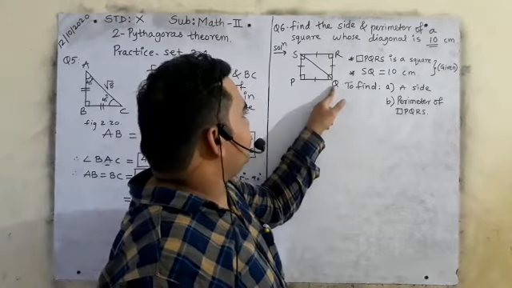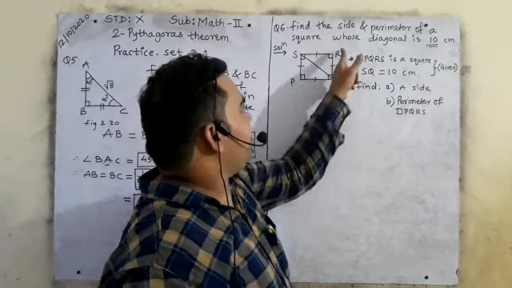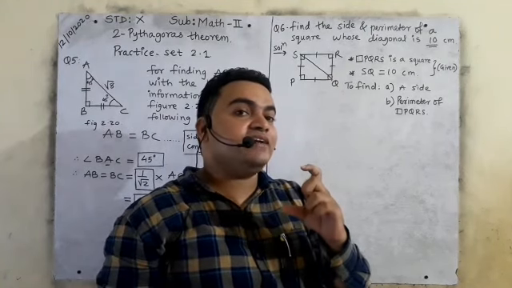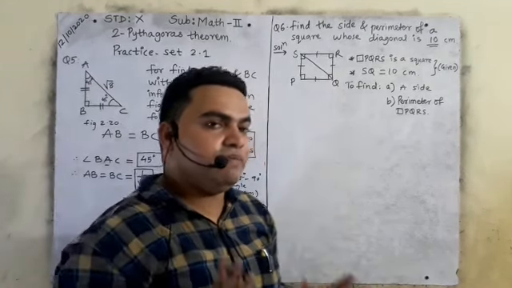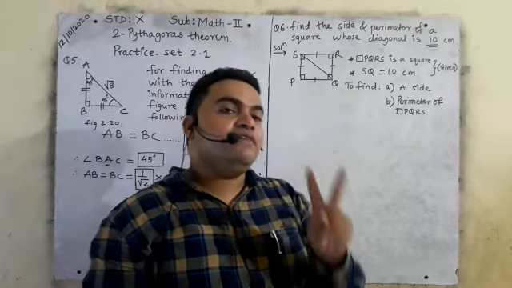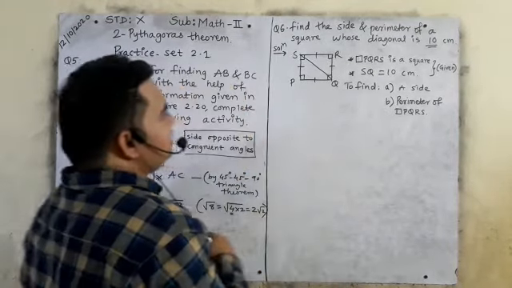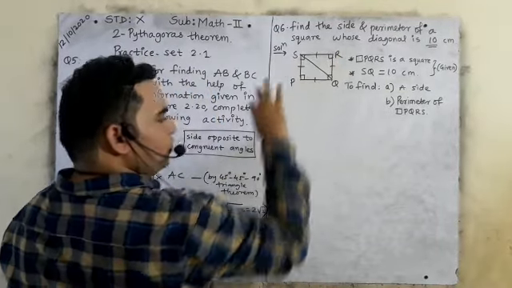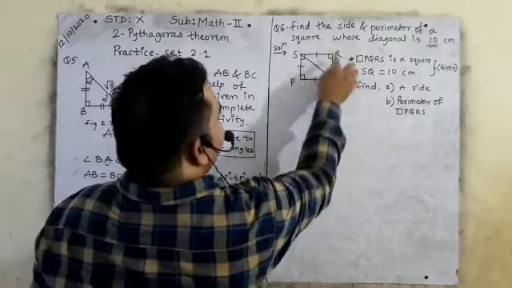It means SQ will be a diagonal. If you join PR, that is also a diagonal. How many diagonals will be there? A quadrilateral will have 2 diagonals. Okay, remember always, a quadrilateral will have 2 diagonals. Okay, now see here. We have drawn a square PQRS. We have made a square, right? All 4 sides are congruent.